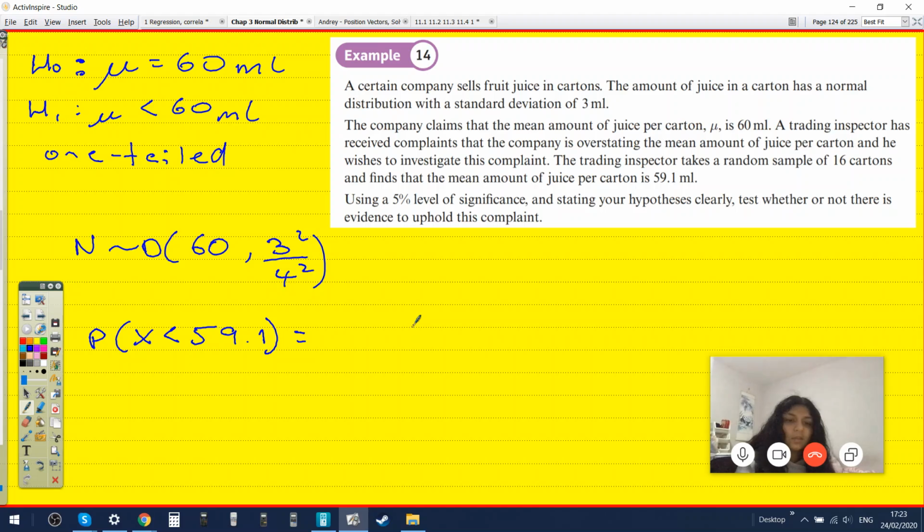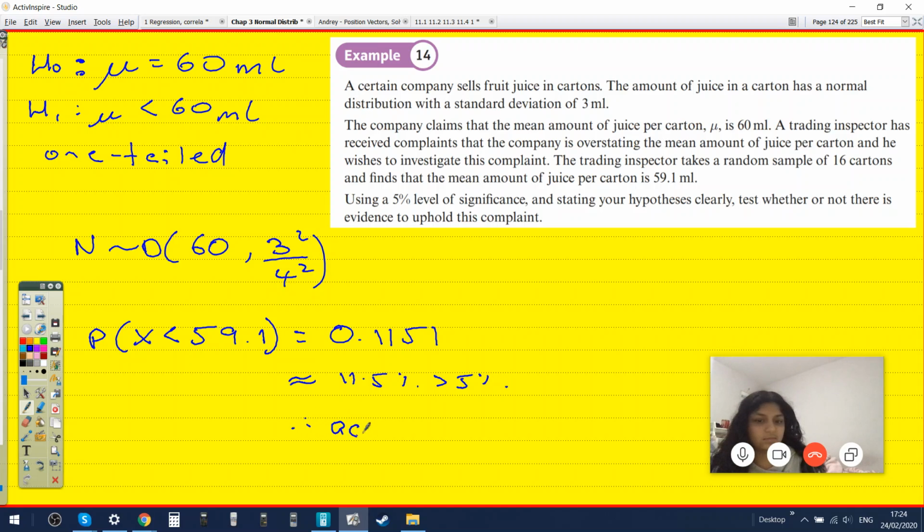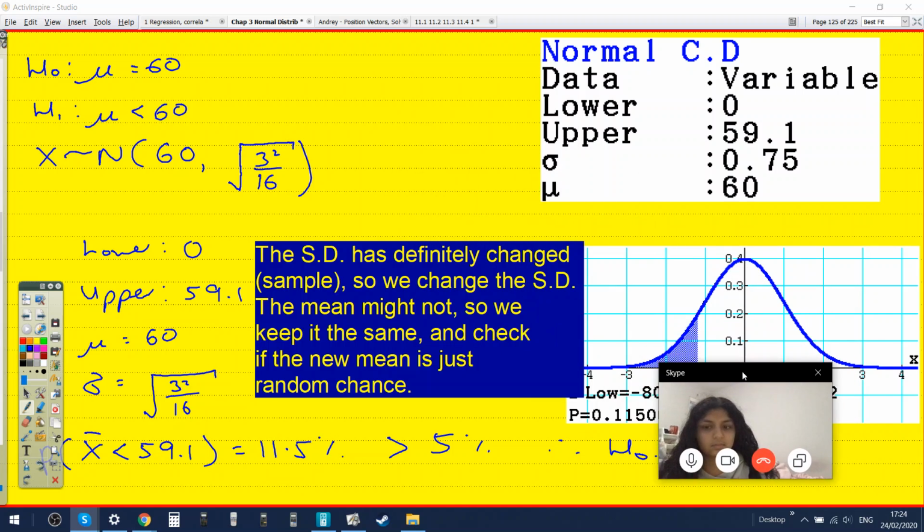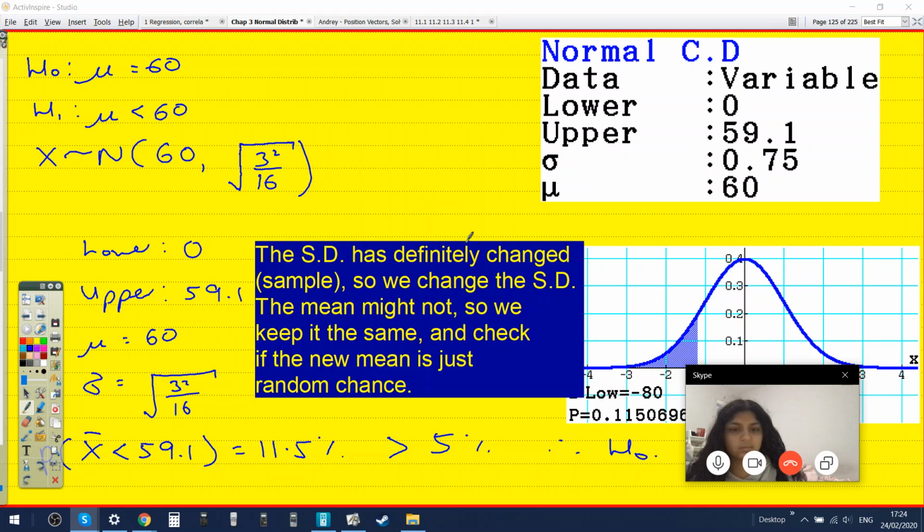So the probability of X less than 59.1 is 0.1151. And that's greater than 0.05. So you accept the null hypothesis. Yeah, insufficient evidence to reject the null hypothesis, therefore accept the null hypothesis. 11.5% greater than 5%, therefore null hypothesis. Yeah, so we change the deviation. The mean might not, so we keep it the same.